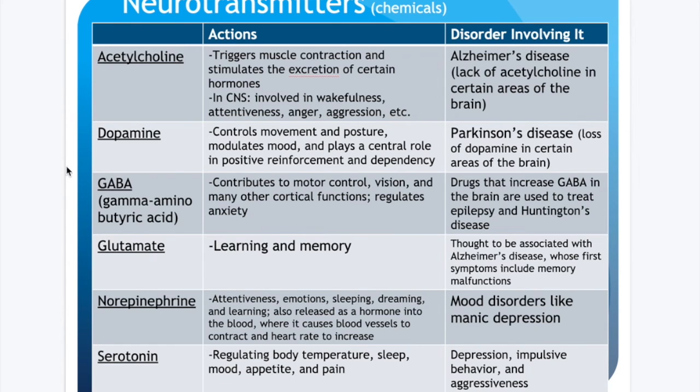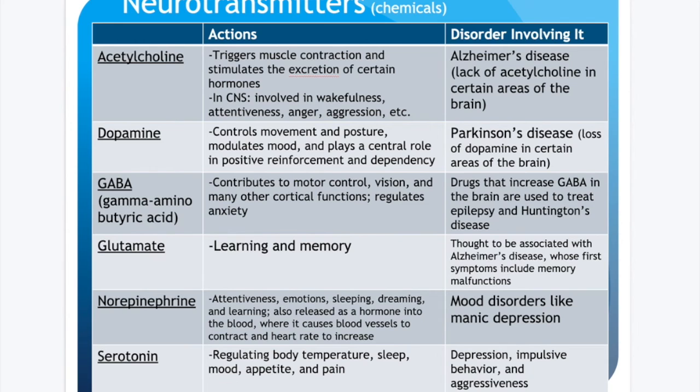Next, we have GABA. So you do already on your notes have gamma aminobutyric acid, but make sure you fill in GABA there because that part is missing for you. That helps with motor control, vision, and other cortical functions in your cerebrum. It also helps to regulate anxiety. So there are drugs that can cause the brain to increase GABA release, and that's used to treat epilepsy, which is a seizure disorder, and Huntington's disease.